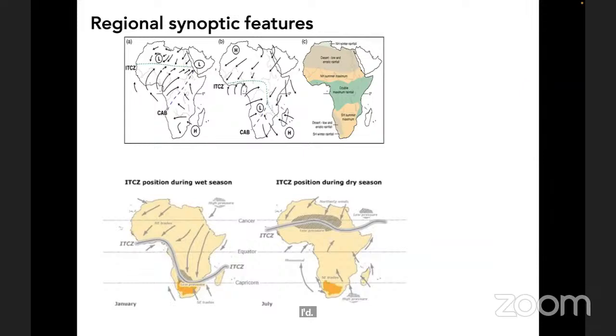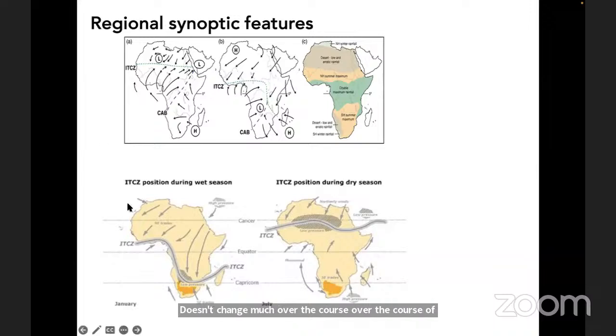Now the ITCZ. The difference between the location of the ITCZ in the winter and summer doesn't change much over the coast of West Africa. You can see that, right? The ITCZ is almost around the same location. It's only a slight change over Western Africa between January and July.